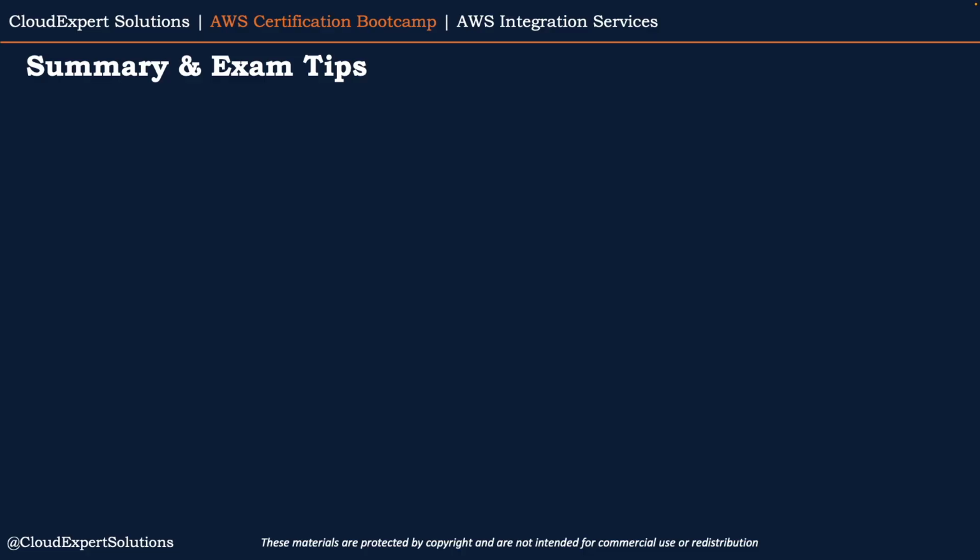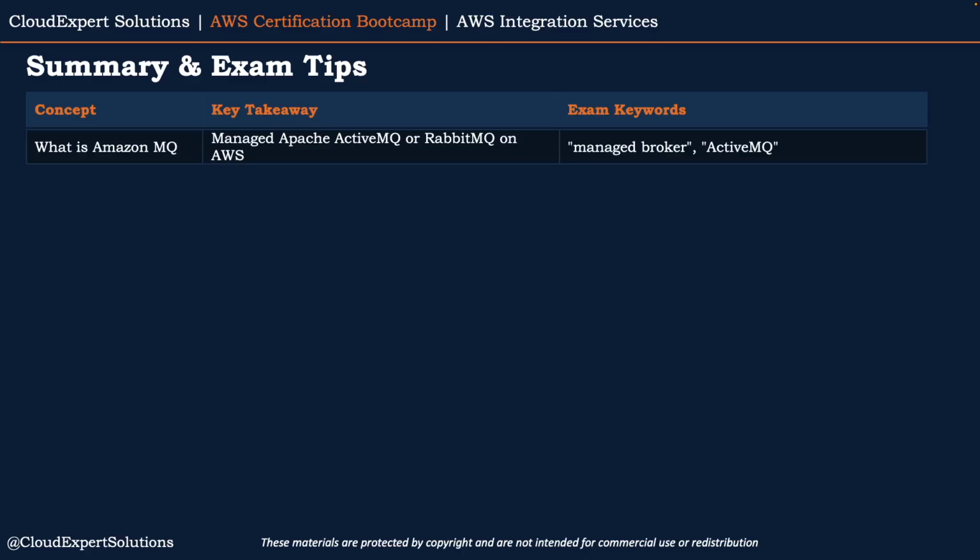If you are reviewing this slide, that means you have solved the question from the previous slide and posted your answer as a comment. Let's close the module strong with some exam tips. We'll start with what is Amazon MQ. It's a managed Apache ActiveMQ or RabbitMQ service. The keyword is managed. AWS runs the broker and you just use it.